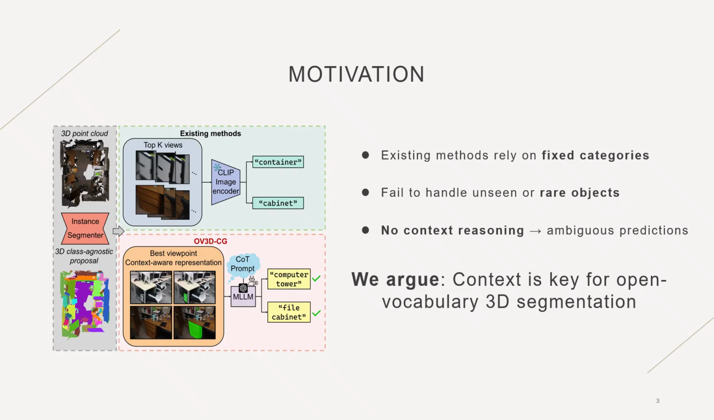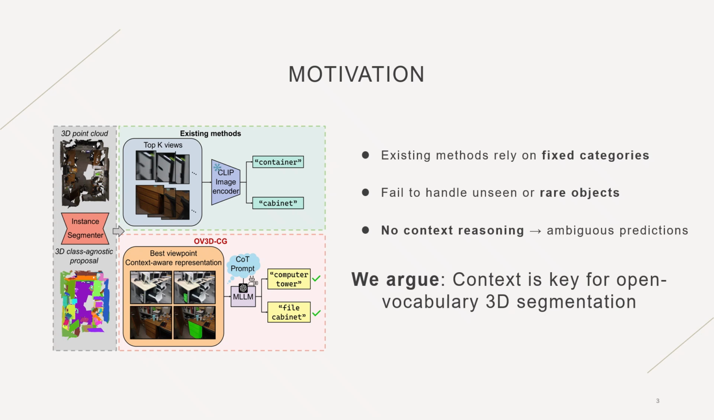Why is this a challenge? Most existing methods can only recognize objects from a fixed set of categories. That works fine for common objects. But in the real world, we encounter countless rare or unusual items. Without context, the AI often makes mistakes.